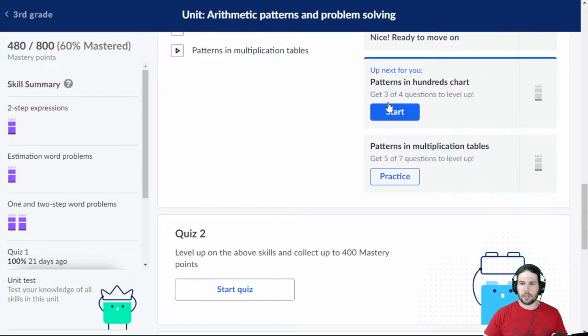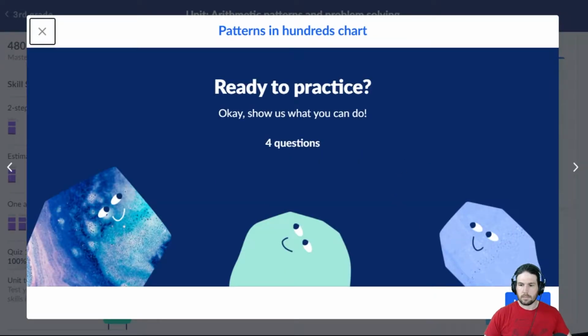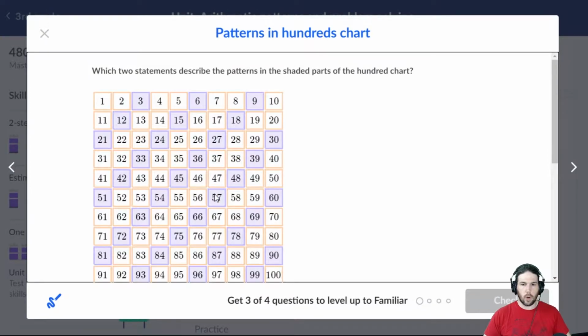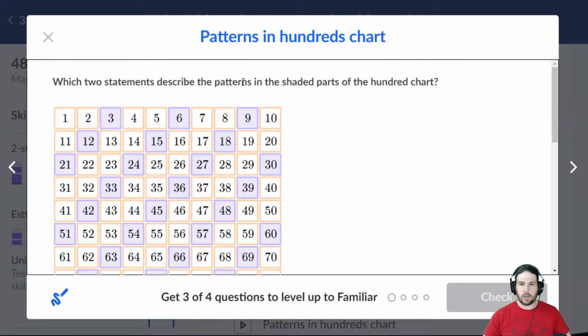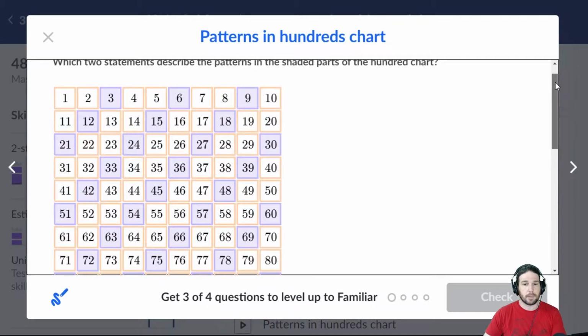Patterns in the hundreds chart. Only 4 questions this time. Whoa. Which 2 statements describe the patterns in the shaded part of the hundreds chart? Interesting. I have not actually looked at this topic yet.